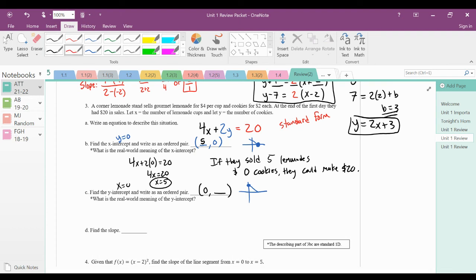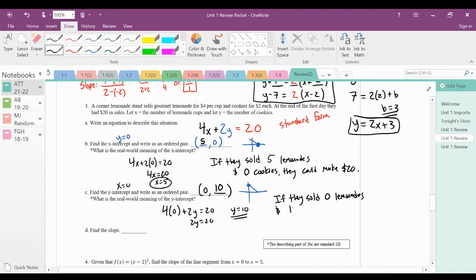Conversely, we've got the y-intercept here. So this time I'm going to put 0 in for x. 4 times 0 plus 2y equals 20. 2y equals 20. That means y equals 10. There's my answer there. I'll pop that in. And this would be if they sold 0 lemonades, so 0 for x, and 10 cookies, 10 for y, they could make $20 as well.